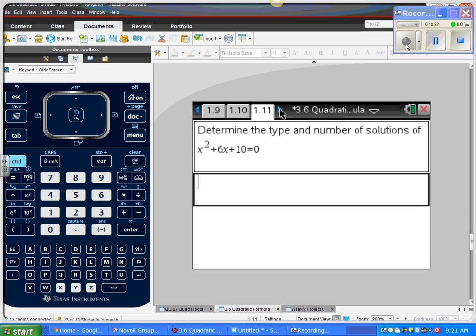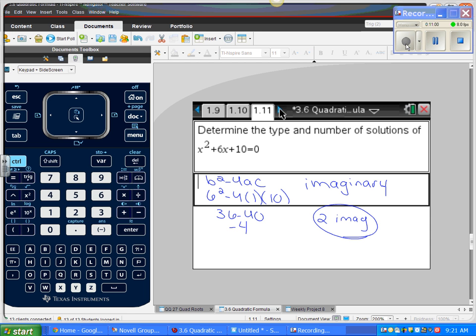Okay, discriminant is b squared minus 4ac. What's b? Yeah. What's a? And c? So we get 36 minus 40, which gives us a value of negative for the discriminant. Solutions? How many? No real solutions. You don't have any real solutions. You have 2 imaginary. Okay, 2 imaginary. Because remember, we always wind up with that plus and minus when we find our solutions. Okay?